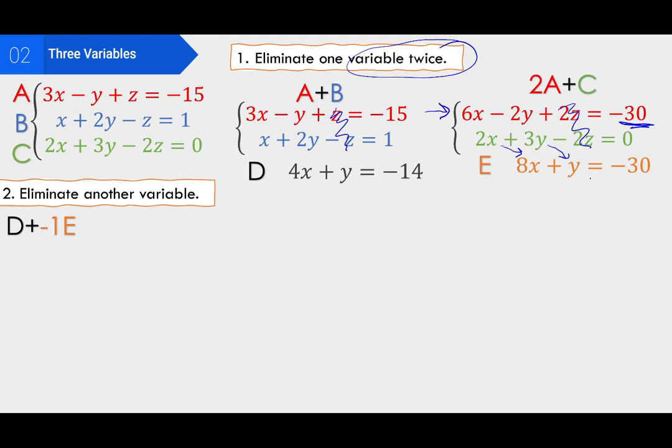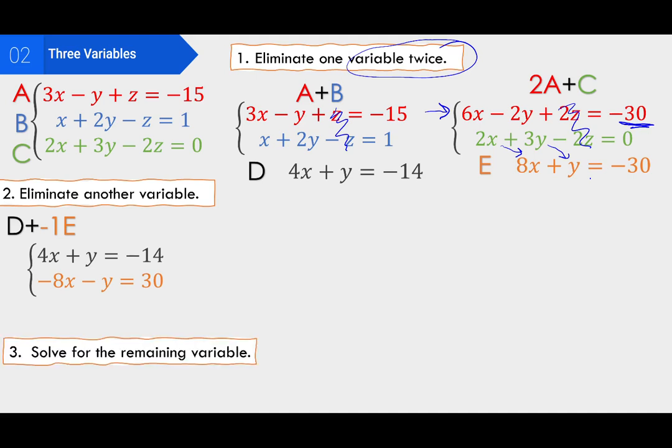So I'm going to take D and subtract E from it, or add -1E, so it'll look like this. 4x plus y equals -14. That stayed the same, but then all of these signs changed. So it's -8x, -1y, and +30. Add those together. 4x plus -8x is -4x. Those y's are eliminated. Equals -14 plus 30 is +16. Divide by -4, and I get -4. x equals -4.